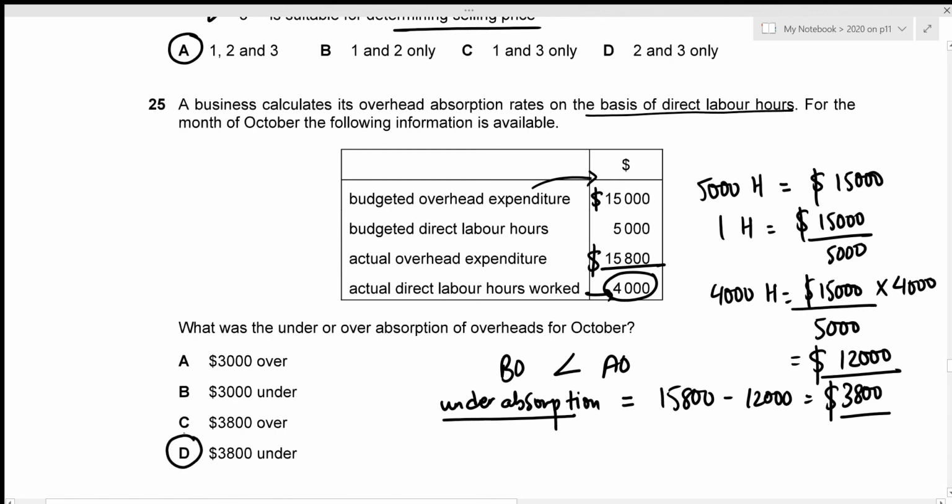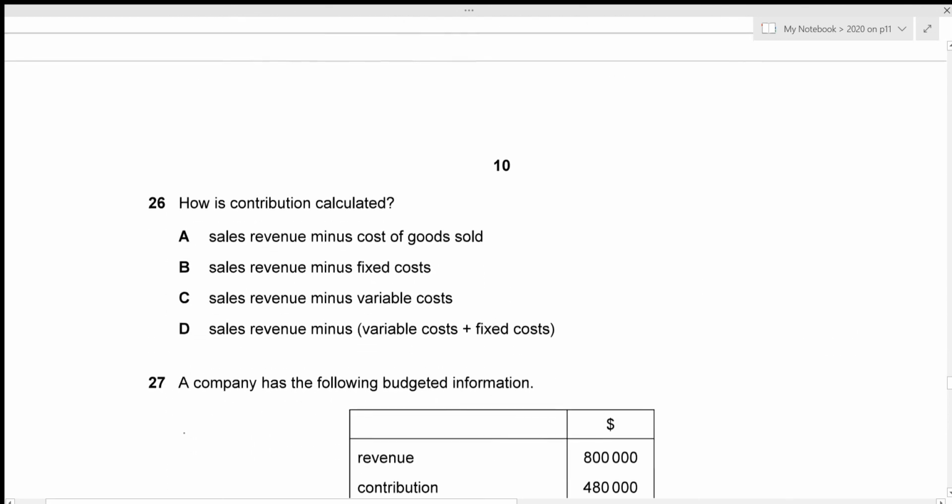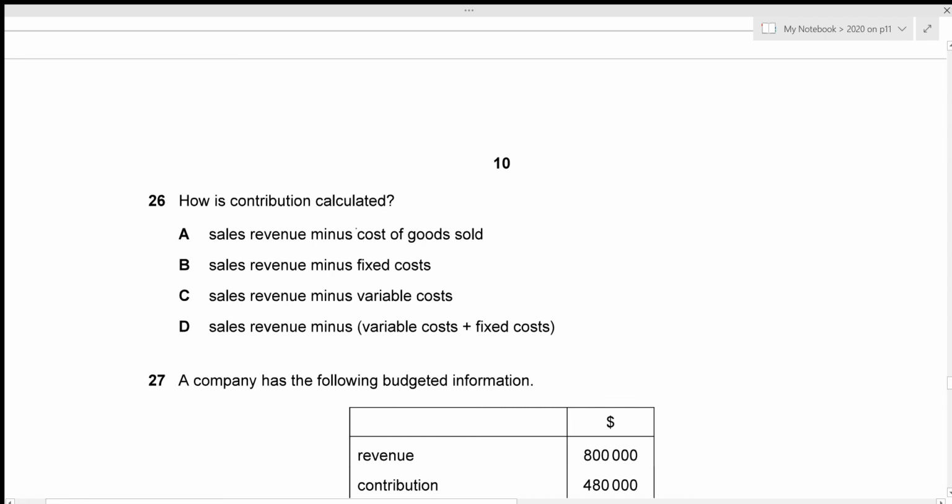Now we can move towards question number 26. How is contribution calculated? So this is very simple. Contribution is just the difference between sales and variable cost. So this is what we are looking for in the options. The first one is sales minus cost of goods sold. That is incorrect. Then we have sales minus fixed cost. That is incorrect as well. We have sales minus variable cost. This is the correct answer.